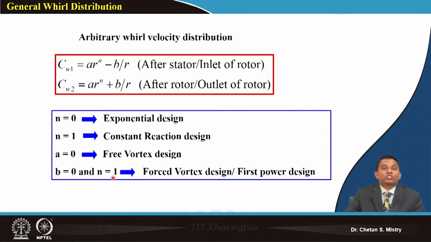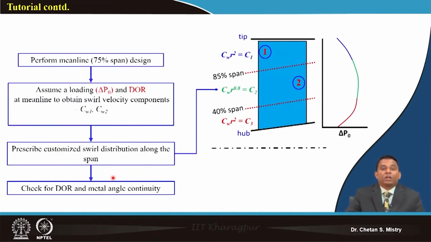So it's a designer's choice how he or she will decide the distribution of whirl component at the entry and the exit. What we will be doing here, in order to simplify and reduce our calculation and for understanding, is configuring the span of the blade into 3 different stations. My first station is from hub to 40% of span, then from 45 to 85% span, and above 85% span.